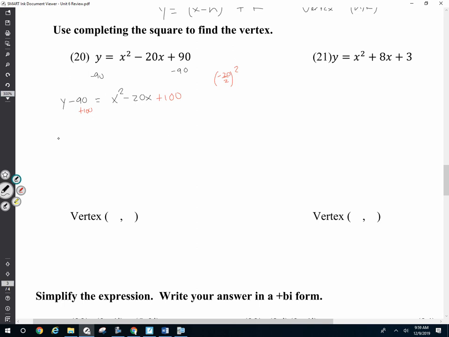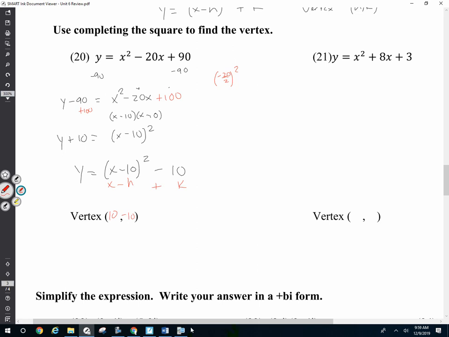This turns into y plus 10 equals x minus 10 times x minus 10, two numbers that multiply to get 100 and add to get negative 20. So that's x minus 10 squared. We then can subtract the 10 to put our equation in vertex form. All of a sudden, here's my h, here's my k. Remember, it's x minus h squared plus k. So h ends up being positive 10, whereas k is negative 10.